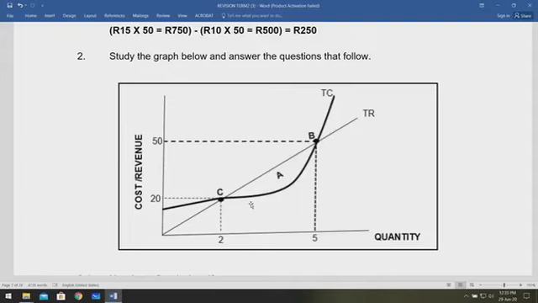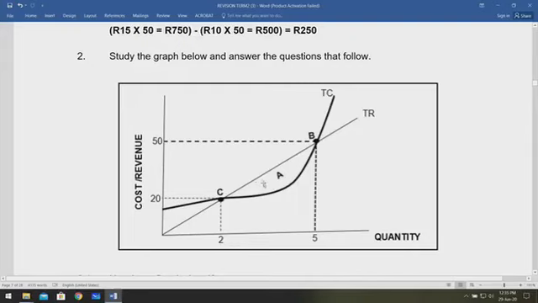Here we've got the total cost and the total revenue graphs, which you had done in grade 11, right? Immediately when I look at this graph, I already see what information I can gather off it. At point C and at point B is where TC equals TR. So that tells me those are 2 break-even points, or also 2 normal profit points.